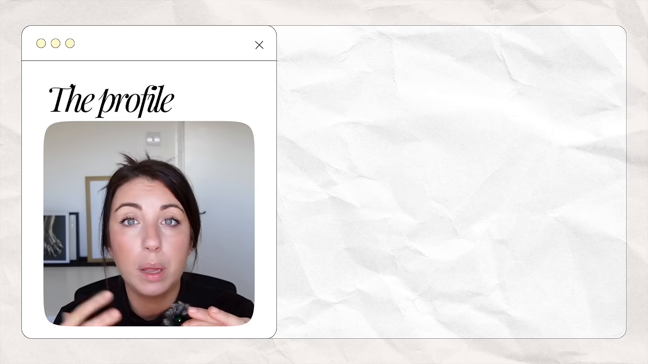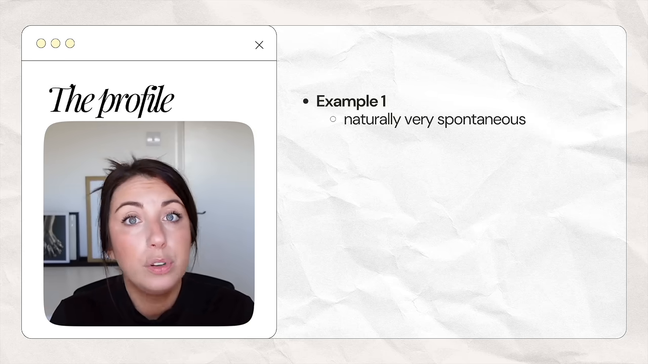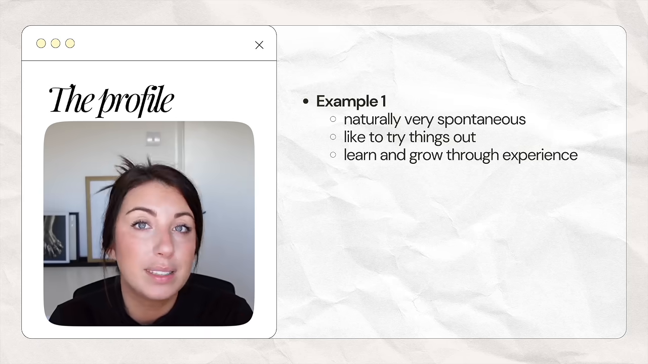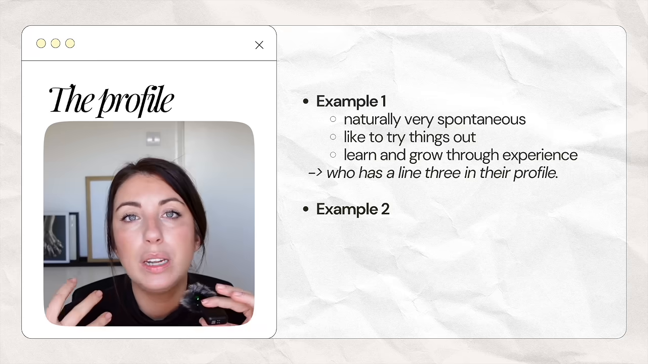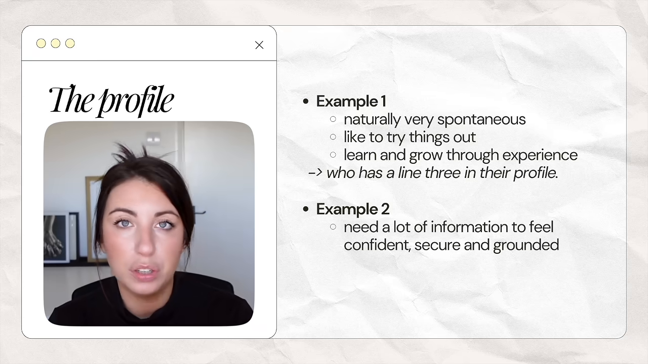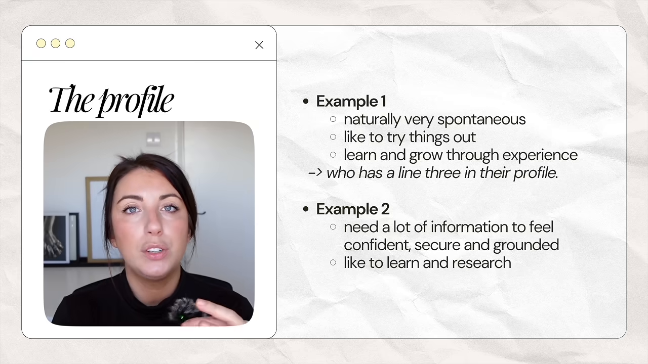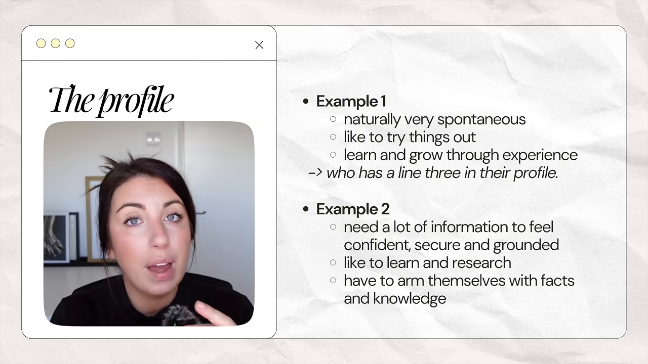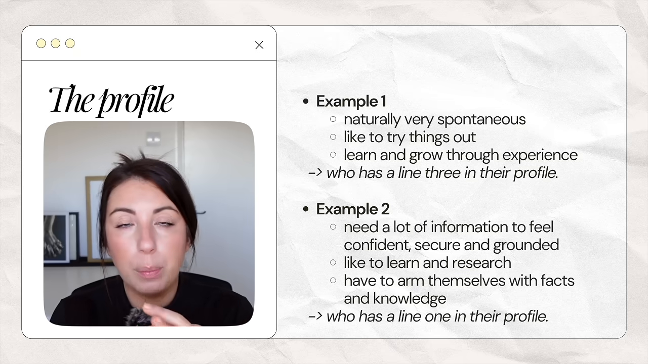So for example, some people are naturally very spontaneous and they learn and grow through trying things out, through experimenting, such as someone with a line 3 in their profile. Whilst others feel really confident and secure and grounded when they have a lot of information, when they have the opportunity to learn and to research and to arm themselves with facts and knowledge. For example, someone who has a line 1 in their profile.